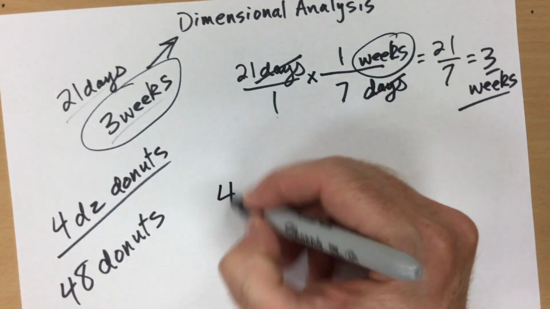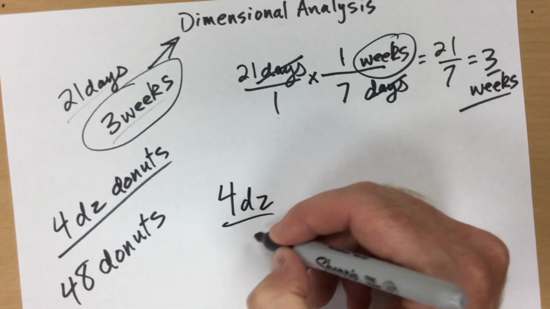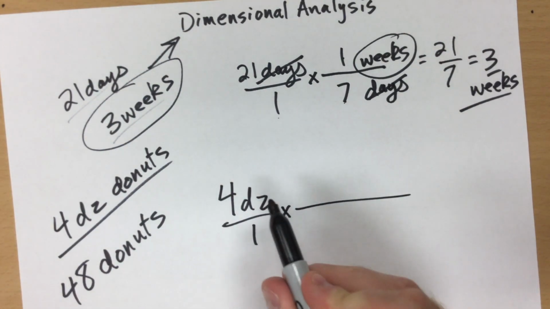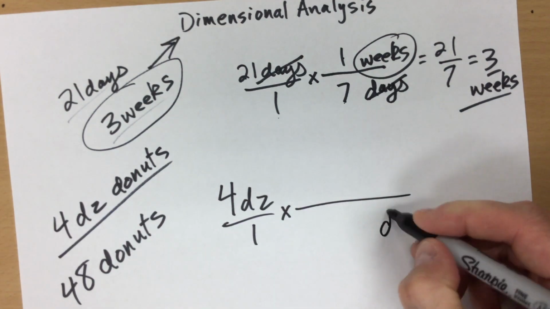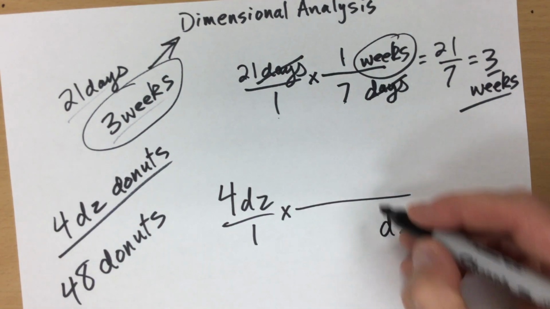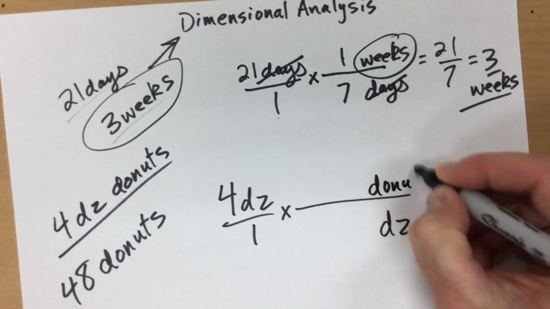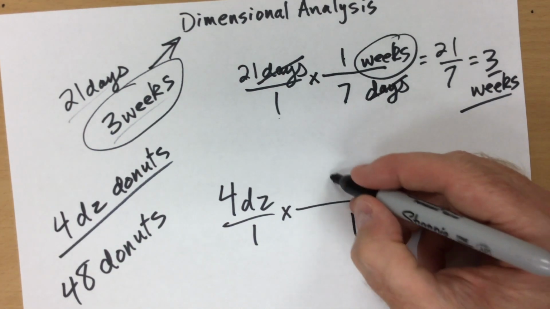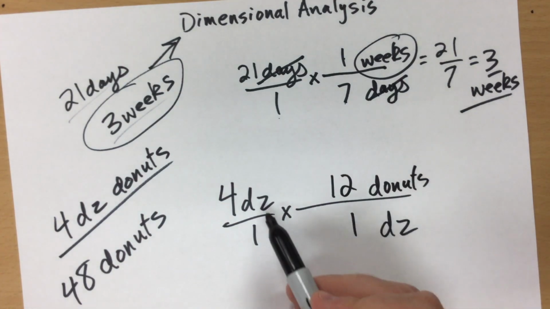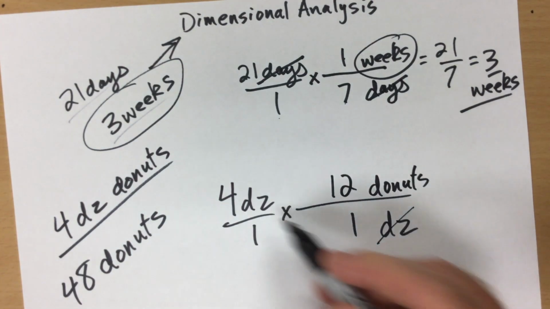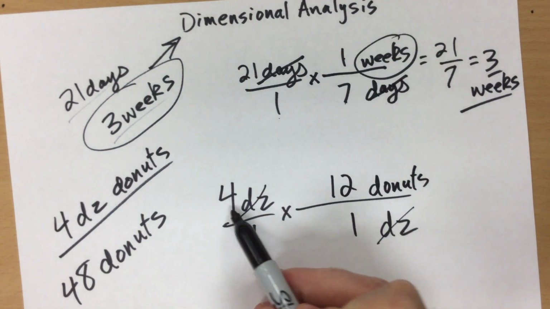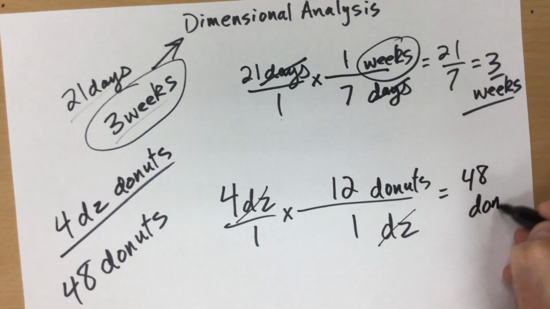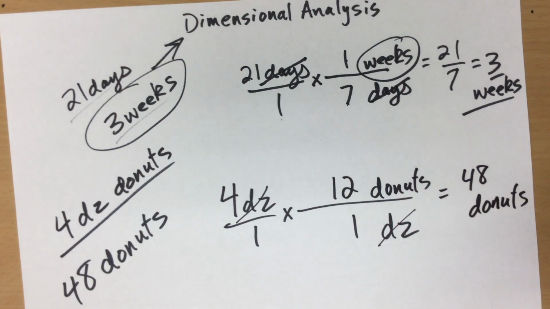Let's take a look. You take your 4 dozen and you put that over 1. Now you're like, I did not do that, but you did. You wanted to cancel out the dozen, so you put dozen over here, and you wanted to turn it into the new thing, which are donuts. Now, what's the same between a dozen and a donut? You know that every time there's 1 dozen, it means 12. So really what happens is the dozen and the dozen get canceled. And when we do that, we take 4 times 12, and we get 48 donuts. So these are ways that you do dimensional analysis all the time.